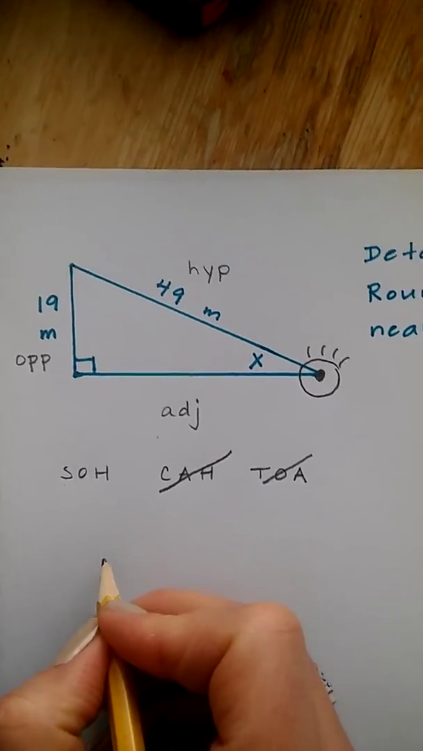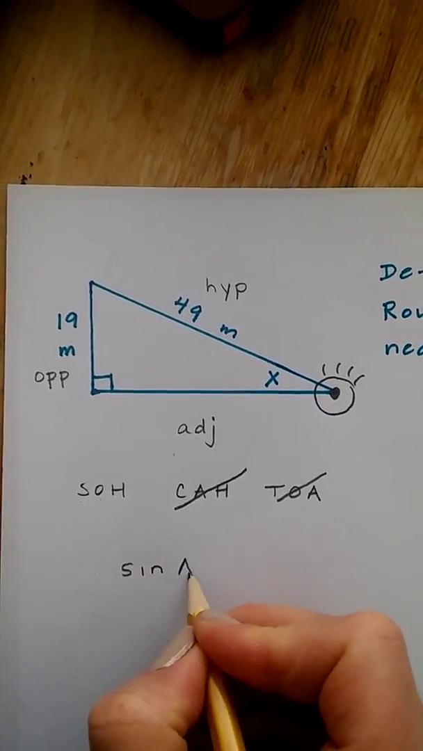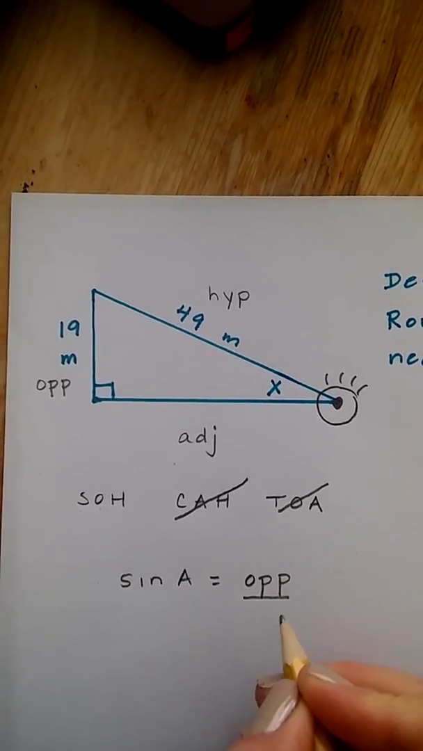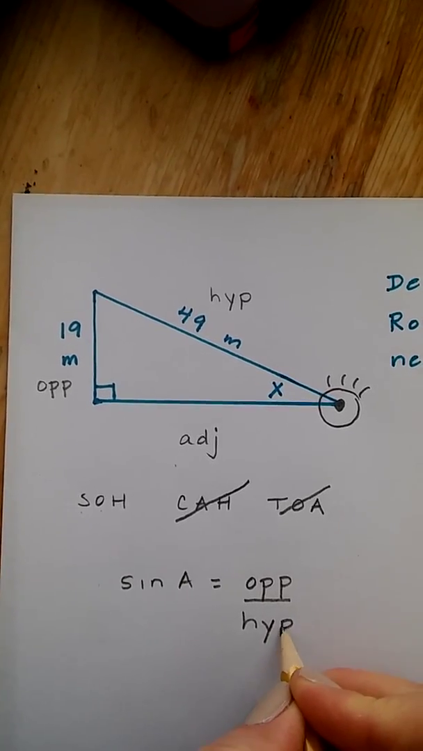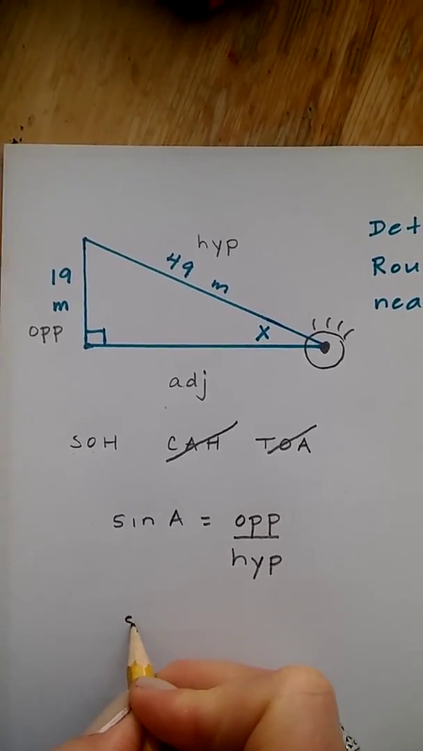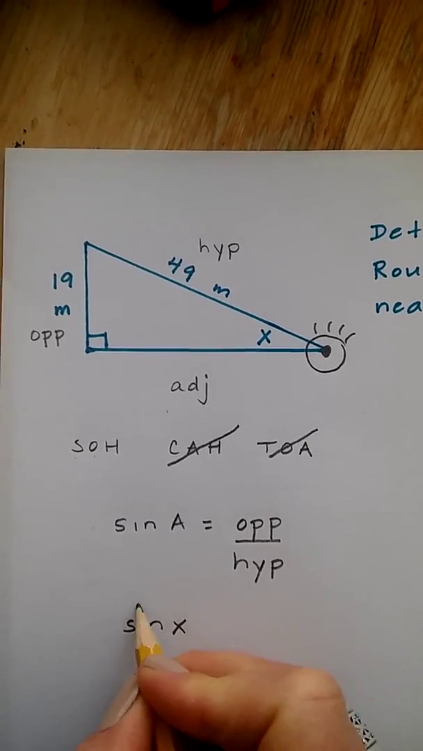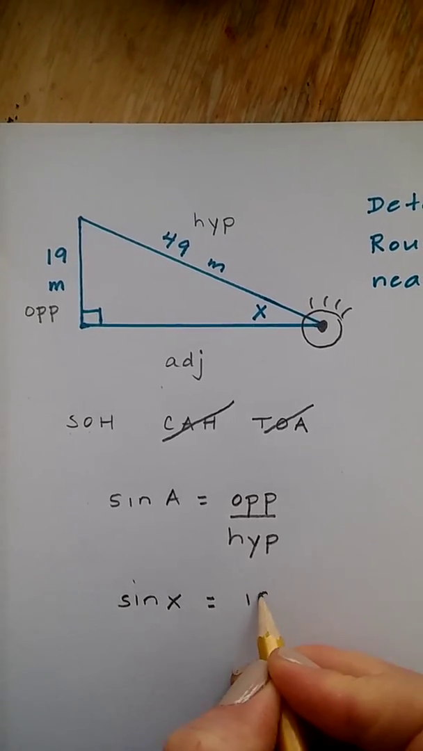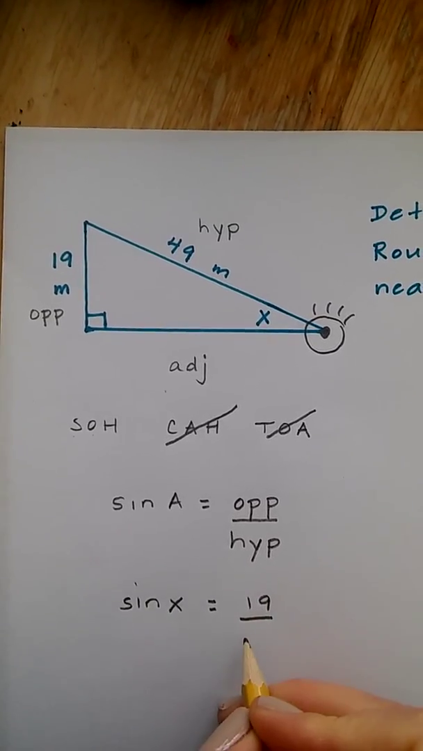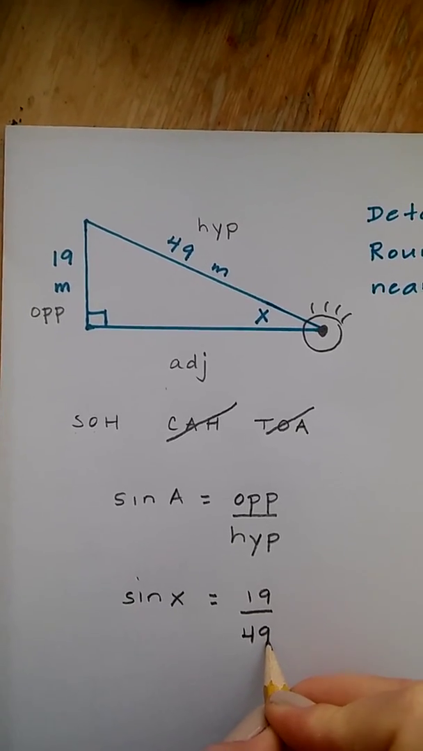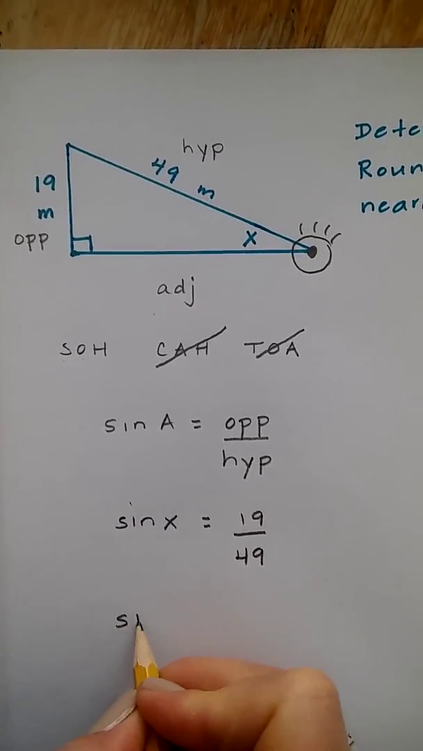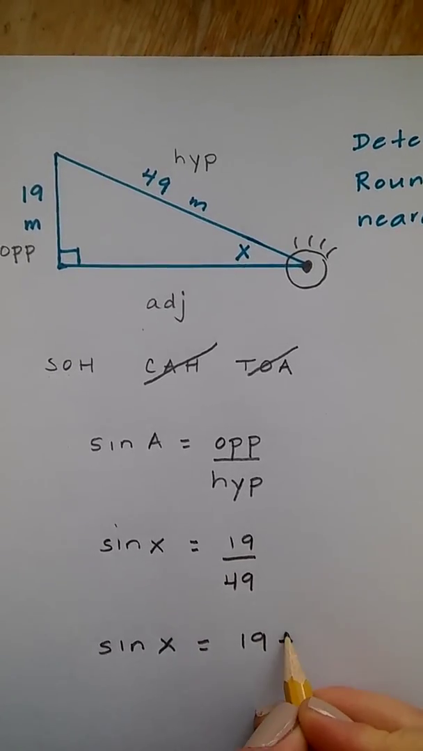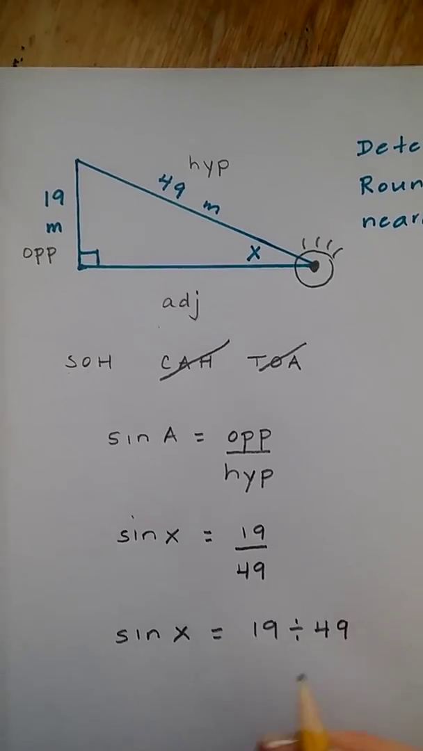So we'll take a second to write that out. Sine of an angle is opposite over hypotenuse. In this problem, we do not know the angle, so we'll actually have the x for the angle. The opposite number is the 19, and the hypotenuse is 49. We are going to look at this fraction as a division problem. So we're going to do 19 divided by 49 to create a decimal.